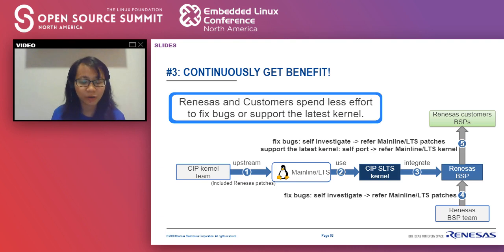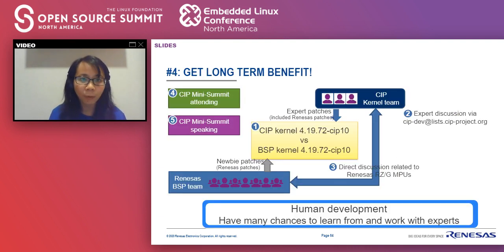And next, experience number four. We get long-term benefit. I have five things to mention. The first one is if Renesas and the CIP kernel team work on the same kernel, take for example 4.19.72 for CIP10, we have the patches from the Renesas BSP team, which I call here the new B patches, and we have the patches from the CIP kernel team, which I call here the expert patches. And both include the Renesas patches. By comparing these two types of patches, we can learn what the experts do about similar features.